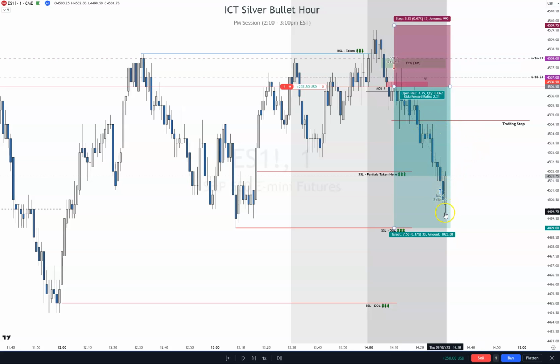Especially because as it was trading down here, you're what, like half a handle away from hitting your TP. I can't allow all this to come back and take me out. So a little bit different than how I would normally trade it.